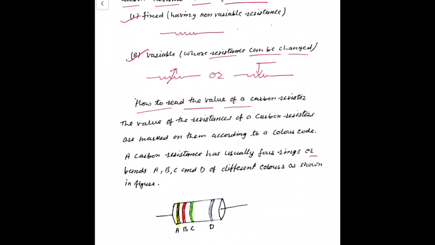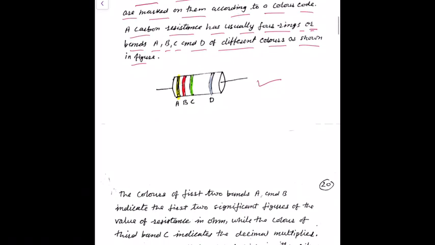How to read the value of a carbon resistor. The value of the resistance of a carbon resistor is marked on it according to a color code. A carbon resistance has usually four rings or bands A, B, C and D of different colors as shown in the figure.